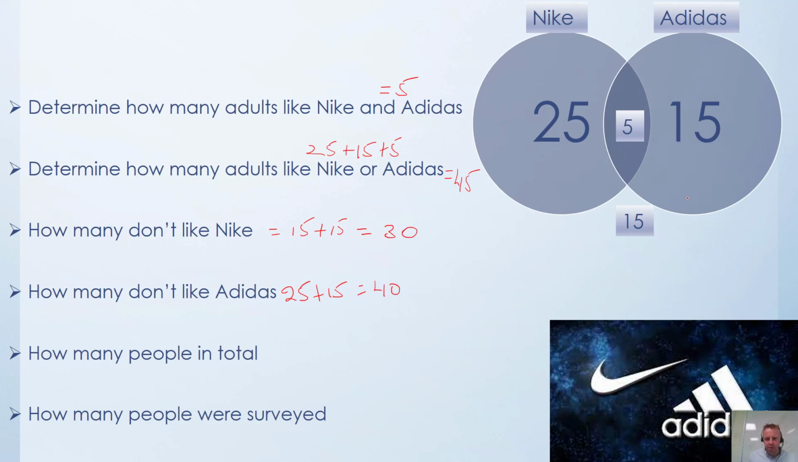How many people in total? When you get a Venn diagram like this, or your sets, you add them all, and be very careful to make sure you add in those outside of the Venn diagram as well. So we have 25. Make sure you use a calculator as well when you're doing this. 25 plus 5 plus 15 plus 15. So that's 30, that's 55, that's 60 total.